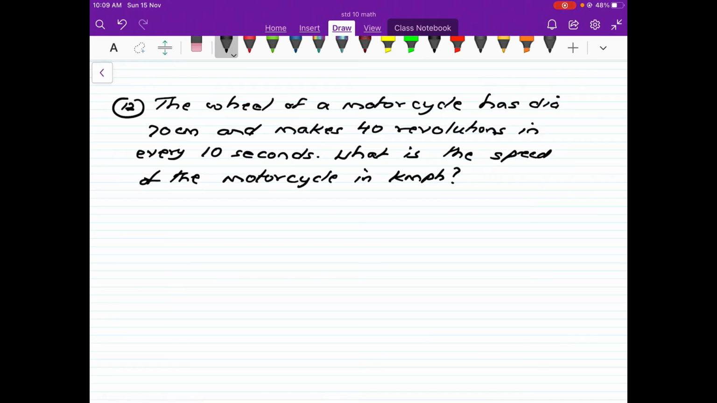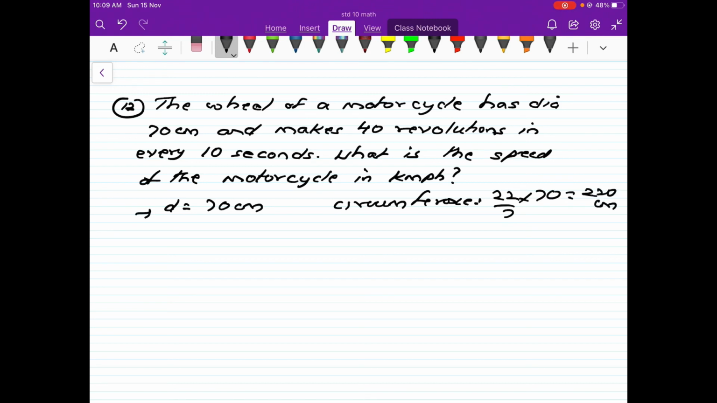Now we come to the 12th sum. The wheels of a motorcycle have a diameter of 70 centimeters and it makes 40 revolutions every 10 seconds. Now we want to find the speed in kilometers per hour. So what is the data? The diameter is given as 70 centimeters. So the circumference is 22 by 7 into 70. So this is 220 centimeters.